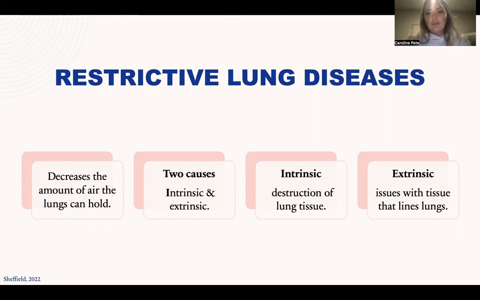Extrinsic causes are due to issues with the tissue layers that line the lungs. These issues can arise from inflammation or damage to the lungs. Extrapulmonary problems are another example of extrinsic causes. This can occur from neurological or neuromuscular disorders that affect the breathing muscles. Chest wall deformities can also contribute to this.